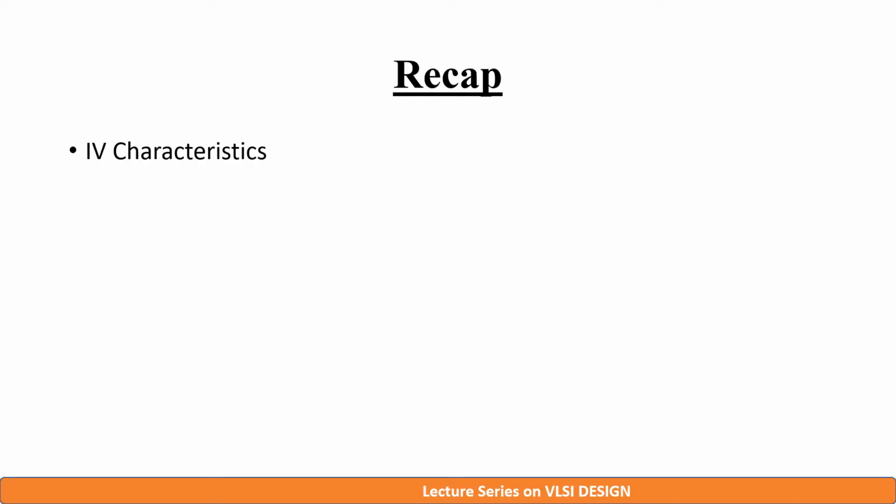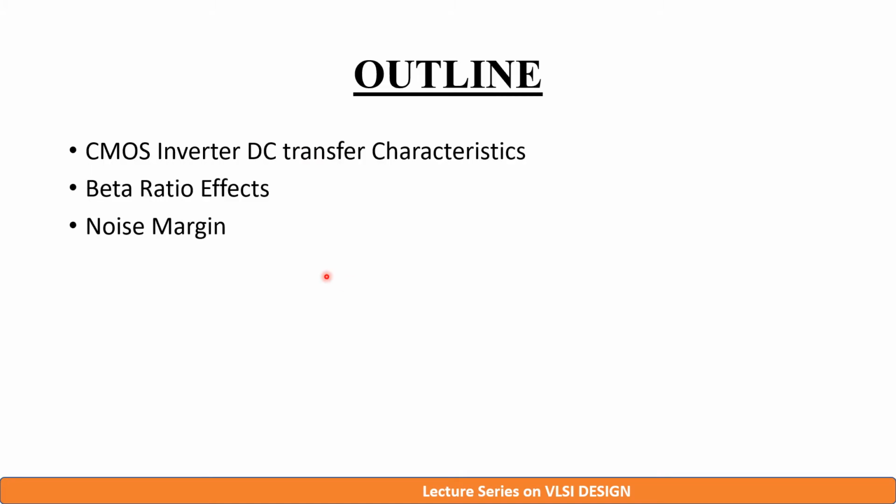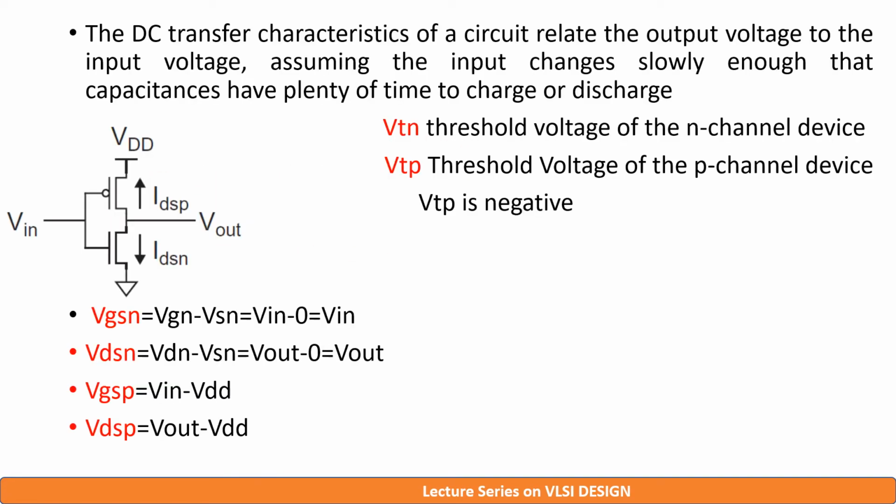In the previous lecture we discussed IV characteristics of a MOSFET. In this lecture we are going to cover CMOS inverter, DC transfer characteristics, beta ratio effects and noise margin. DC transfer characteristics of a circuit relate the output voltage to the input voltage, assuming the input changes slowly enough that the capacitances have plenty of time to charge and discharge.